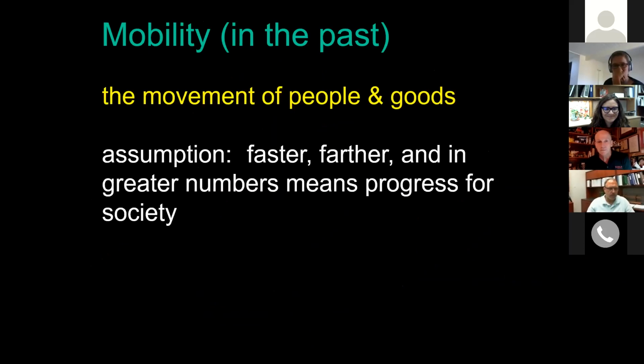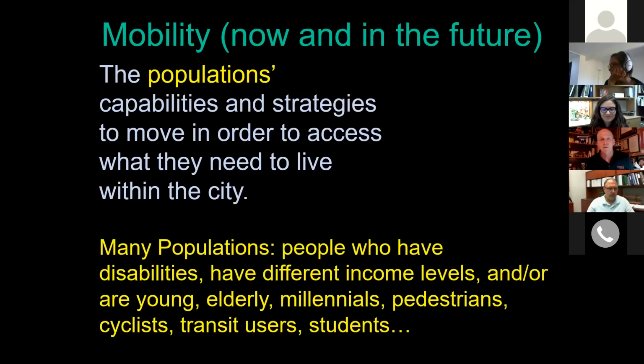Next. So I want to talk a little bit about mobility. When I started my career 30-odd years ago, mobility was the movement of people and goods. And we never questioned why people were driving or moving. And we just assumed that faster, farther, and in greater numbers was progress. And we've learned since then that that's not true.